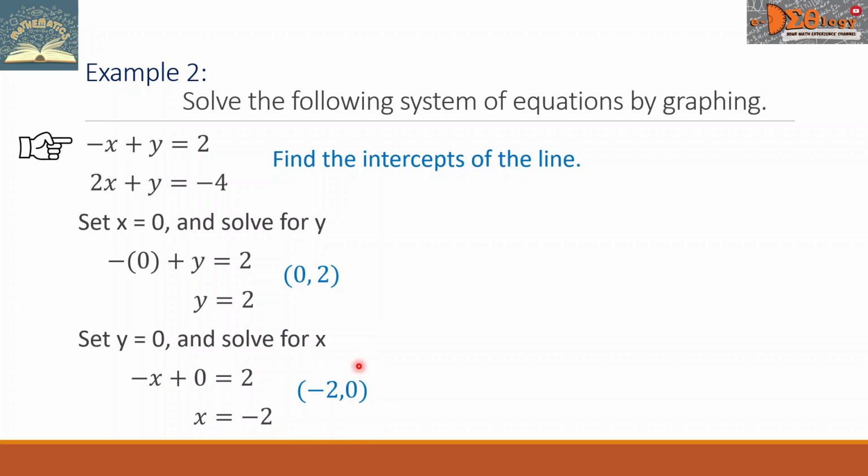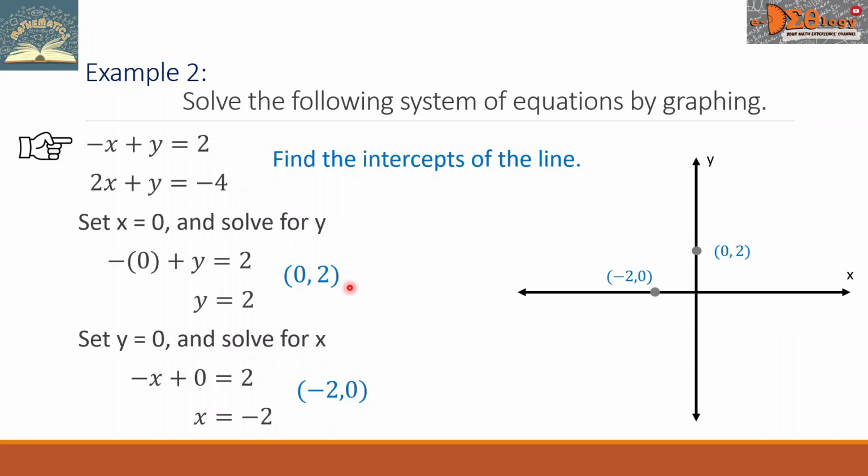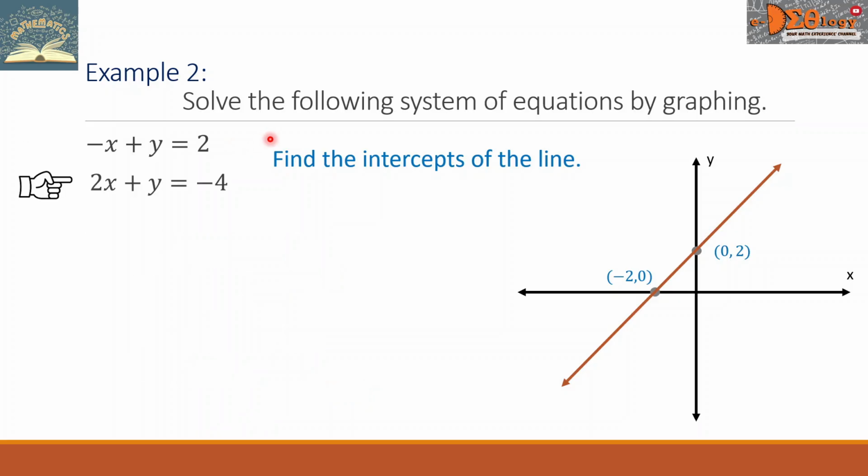Let us now plot the 2 points and connect this to form the line. This point (0, 2) is here. The point (negative 2, 0) is here. Connecting the 2 points, we have this line representing this first equation. What about the second equation?